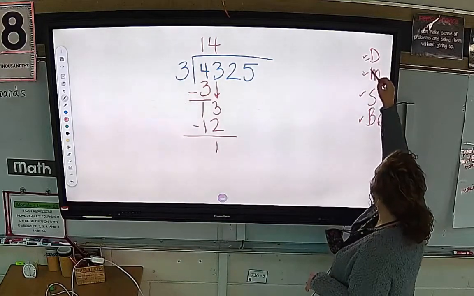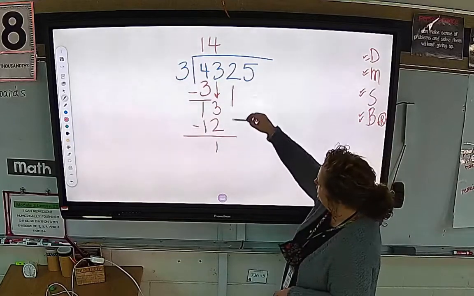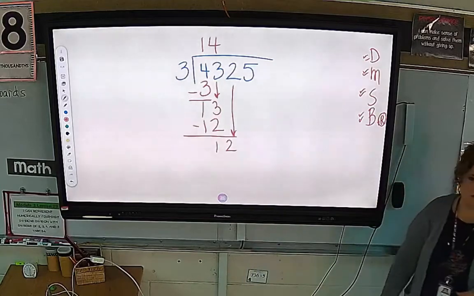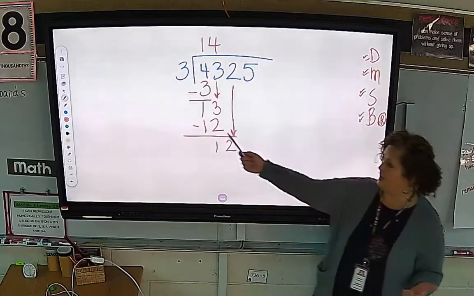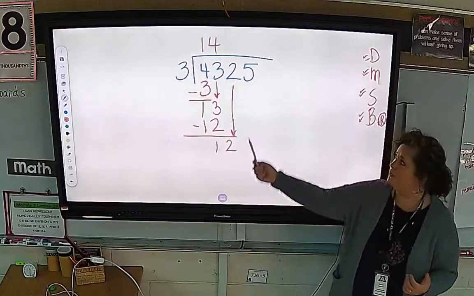So I've done all of these steps again. And I'm ready to bring down. I bring down the next digit, which is a 2. Okay, I just subtracted 12. And now I have a 12. How many groups was that?